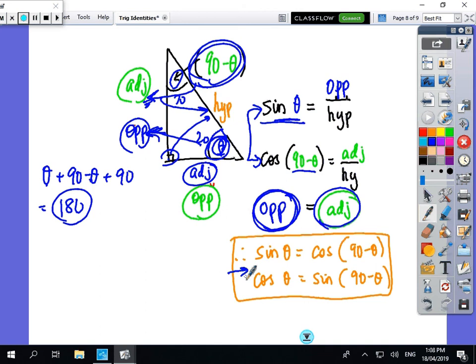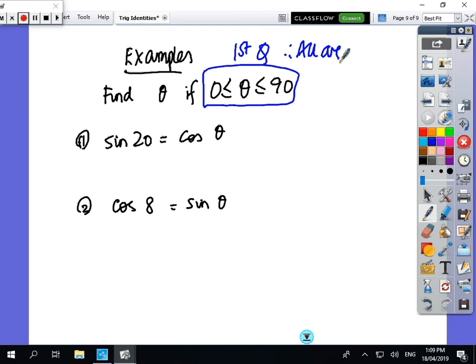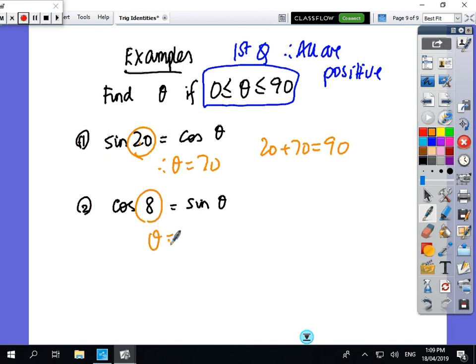Let's look at a quick example. Okay, so again, this information tells us first quadrant, so therefore all are positive. Okay, so if I've got sine 20, that means that theta must be 70, because 20 plus 70 equals 90. Okay, if I've got 80, then theta must be 82, because 8 plus 82 equals 90.